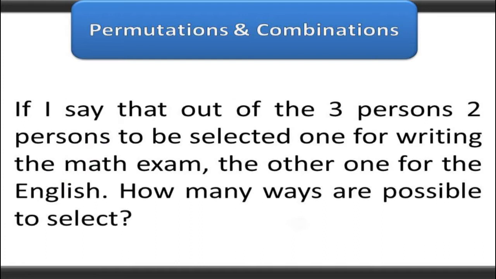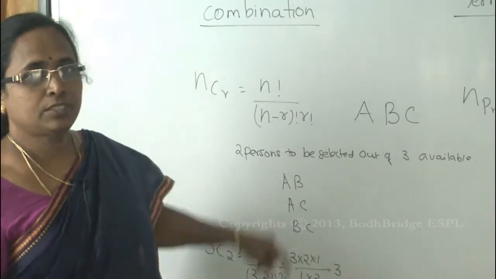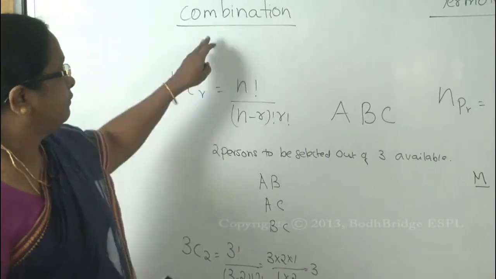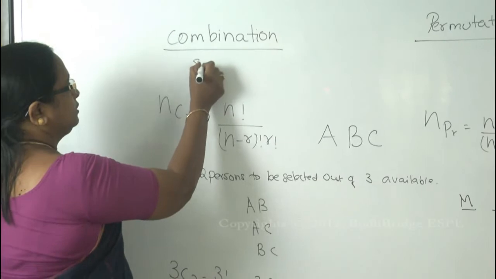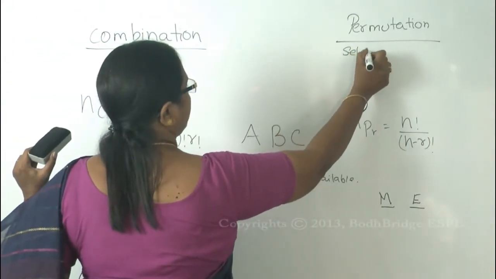Now next, if I say that out of the 3 persons, 2 persons are to be selected, one for writing the math exam, the other for the English exam. So 1 person I need for the math exam, the other for English. How many ways are possible to select? Here you can take the same selection, because permutation is nothing but selection and arrangement, whereas a combination is just a selection.